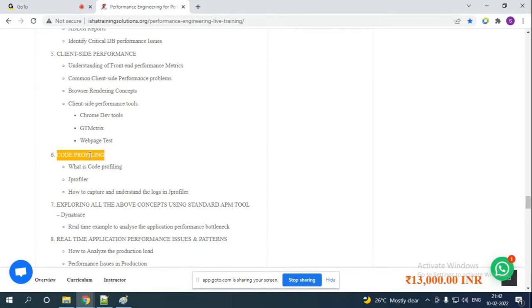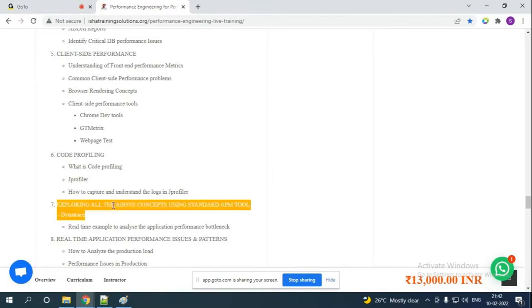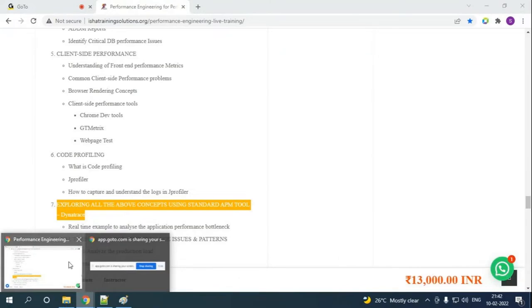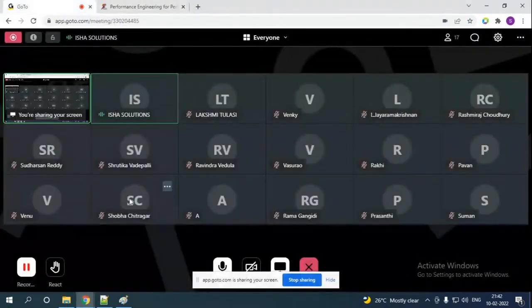One more very important thing is we are going to learn the industry familiar APM tool, application performance monitoring tool, called Dynatrace. We are going to learn the Dynatrace tool as part of this course content. Probably 2 to 3 days of sessions will be there for Dynatrace itself, where we will learn in detail what capabilities are available in the Dynatrace APM tool.